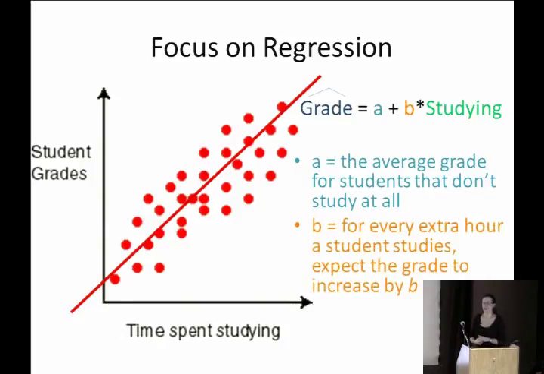And the slope, b, stands for every extra hour that a student studies, they would expect on average to increase their course grade by that amount.